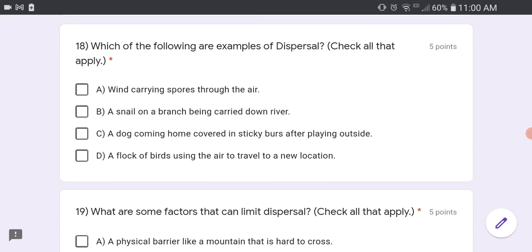Number 18. Which of the following are examples of dispersal? Check all that apply. A. Wind carrying spores through the air. B. A snail on a branch being carried down river. C. A dog coming home covered in sticky burrs after playing outside. D. A flock of birds using the air to travel to a new location.